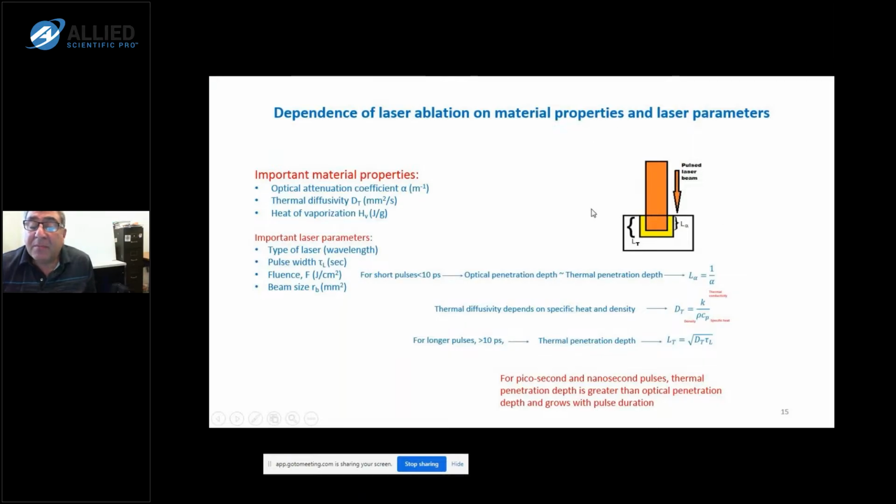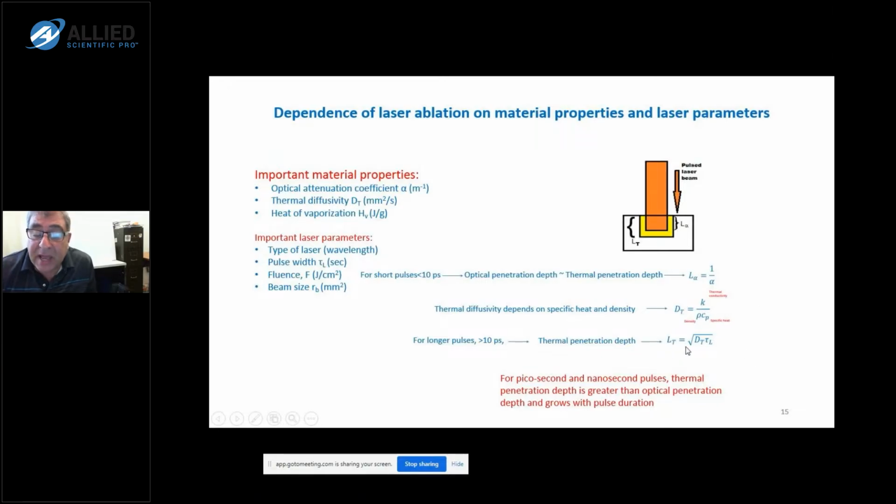So this diagram shows an optical beam that is hitting this block, and it penetrates by the length L alpha shown in orange here. So if the pulse is less than 10 picoseconds, then you can say that this length that is 1 over alpha, and the thermal penetration depth is also the same as the optical penetration depth. However, when the pulses are longer, greater than 10 picoseconds, the thermal penetration depth, LT, becomes longer than L alpha. It goes deeper into the material.